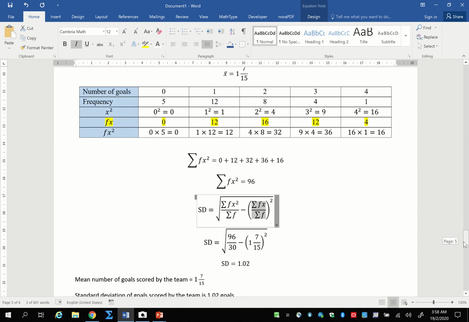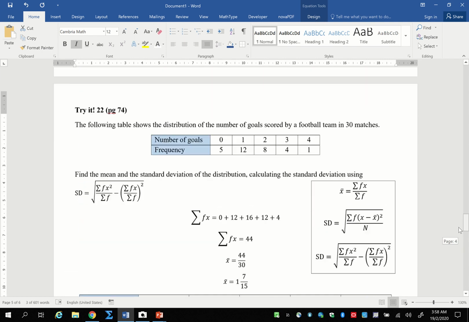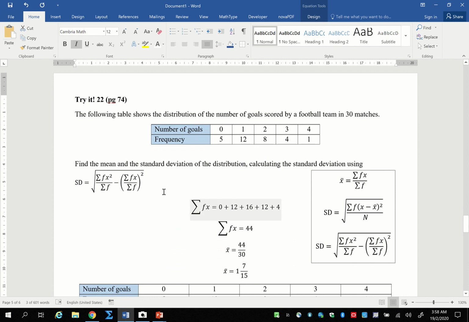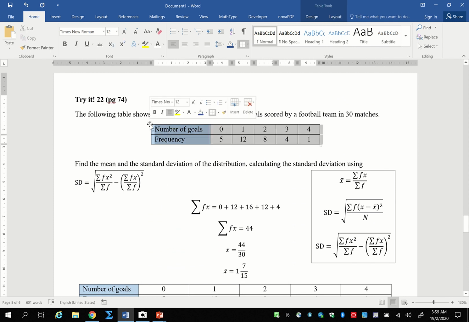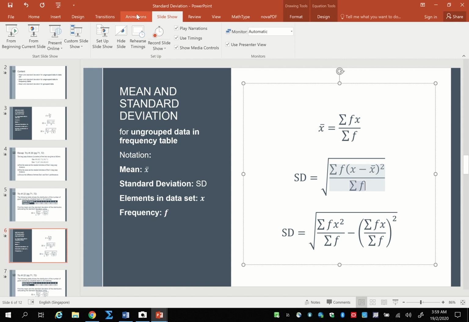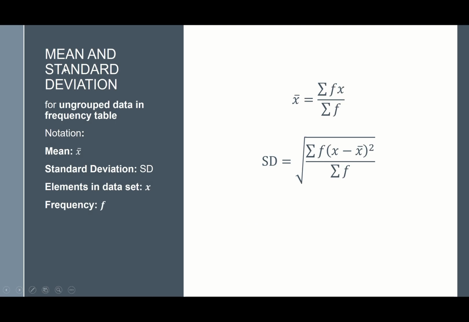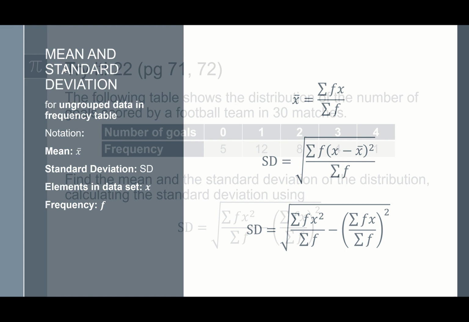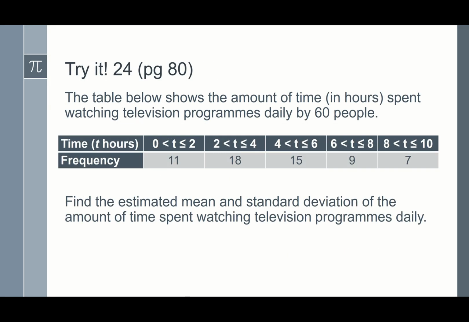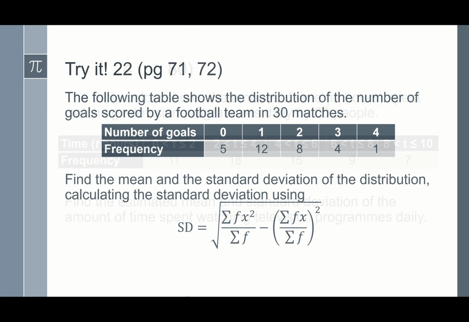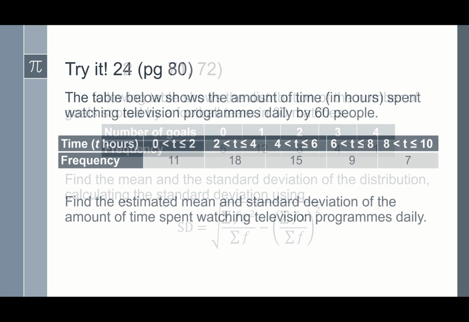how we can find the mean and standard deviation of ungrouped data in a frequency table. Alright, so yeah, this is what we have gone through so far. Now, what if instead of ungrouped data in a frequency table, we give you grouped data?